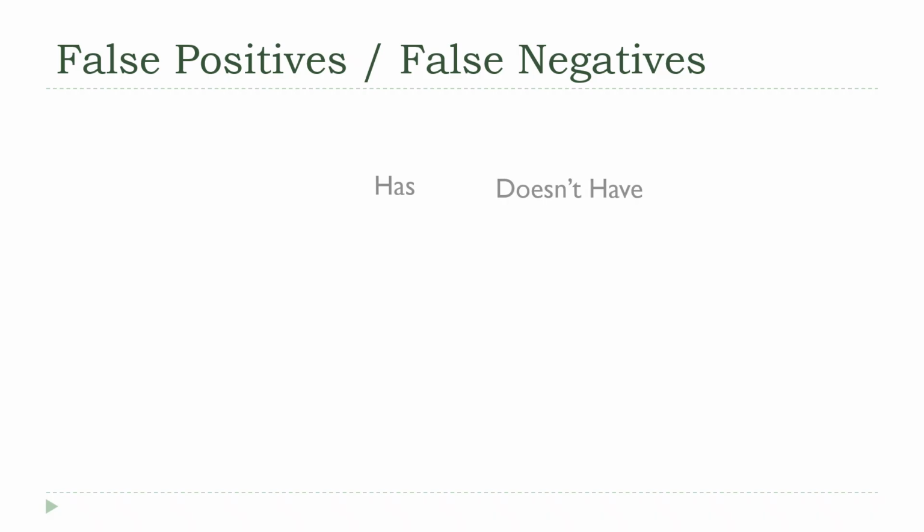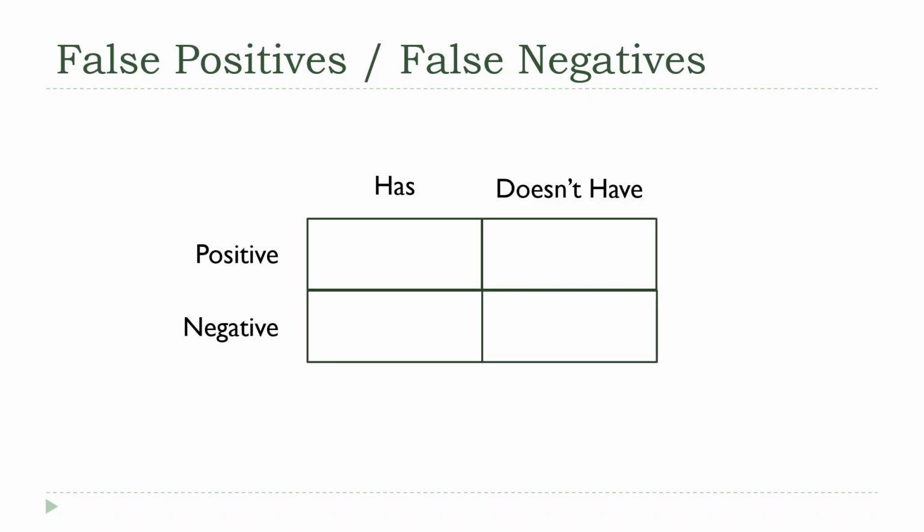In a situation like this, there are two factors we have to consider. First, whether or not the person being tested actually has the disease. And second, whether the test result was positive or negative. These options give us four possibilities. Two of these are desirable, the ones where the outcome matches the patient's condition: they have the disease and test positive, or they don't have the disease and test negative. The other two options are undesirable.